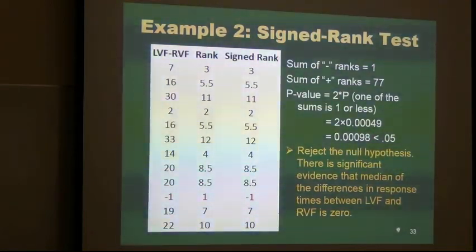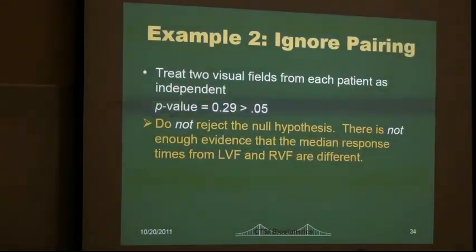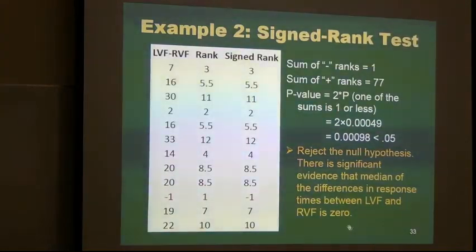So in this case, you also reject the null hypothesis because the p-value is extremely small. And so we can conclude that there's significant evidence that the medians are different between the 2 visual fields. You can also calculate the confidence interval for this test, but it's very time-consuming and complicated. Most computer packages for exact tests can give you the confidence interval.